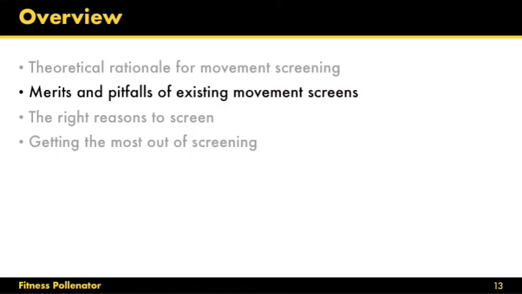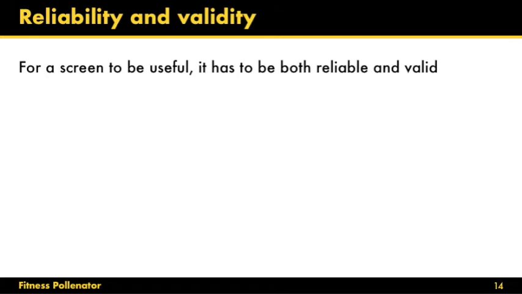Now for the merits and pitfalls of existing screens. In order for a movement screen or any measurement tool to be useful, it has to be both reliable and valid. Reliability tells you how repeatable or consistent your measurement is. Let's say that I'm screening a person with a great squat. If a screen is reliable, I have to give that person the same score every time that I screen them. And if a colleague of mine is screening that person, my colleague also has to give the person the same score as I would give them. And that's all assuming that the person doing the squat performs it the same way every time.